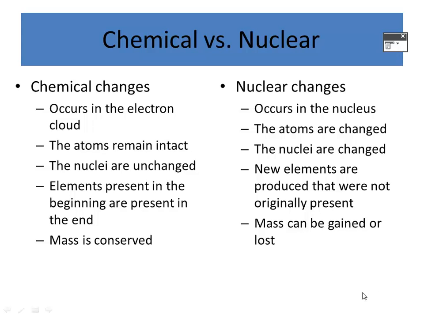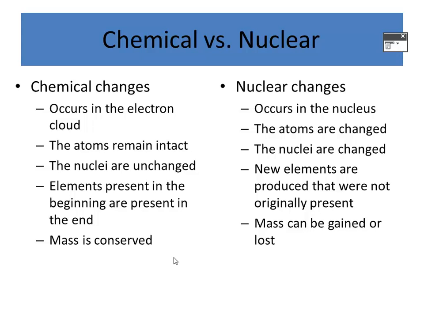So chemical changes, that's what we talked about previously. They occur with the electrons in the atom, but the overall atom remains the same. The nucleus of that atom is also the same. These are two ways of saying the same thing. Three ways, actually. The elements present to start are the same elements present in the end. And the mass is always conserved. It's the law of conservation of mass.